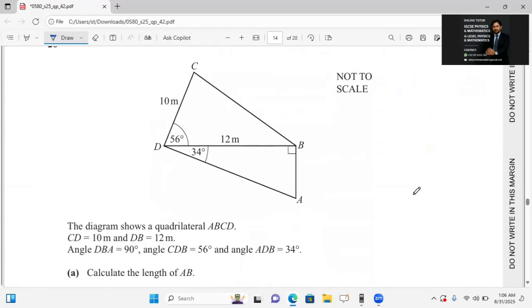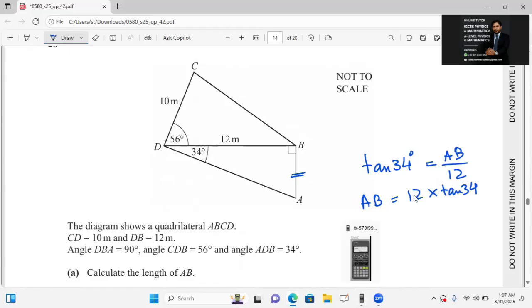Now he is saying the diagram shows a quadrilateral ABCD, with 10 centimeters given. Calculate the length AB. I need this. It means I have one angle, the adjacent side, and the opposite side I want to calculate. Simply I use tan theta: tan 34 is equal to AB over 12. So AB is equal to 12 multiplied by tan 34.